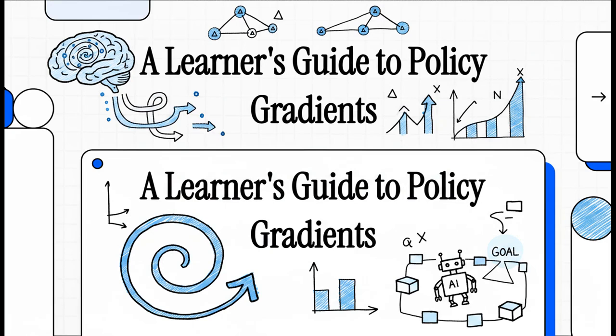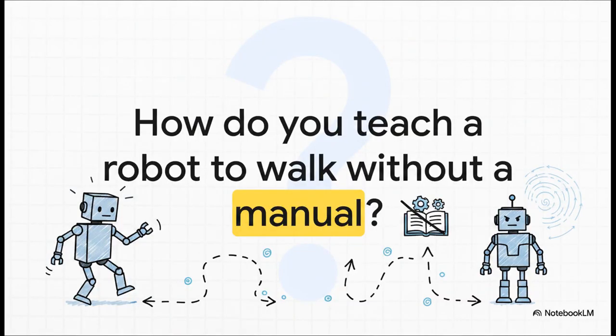So I've been diving deep into Stanford's deep reinforcement learning course, and one concept in particular just totally grabbed me: policy gradients. It's one of those foundational ideas in AI, and I really wanted to walk through the insights from the lecture that made it all finally click.